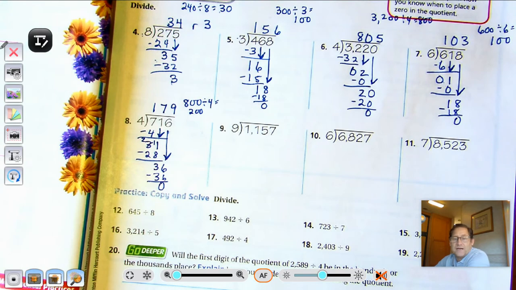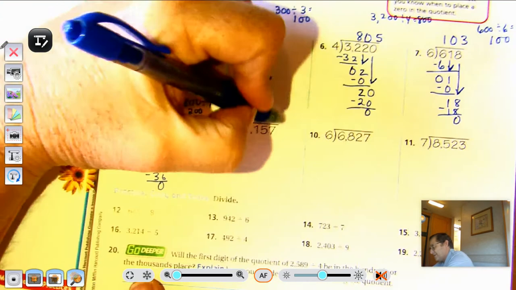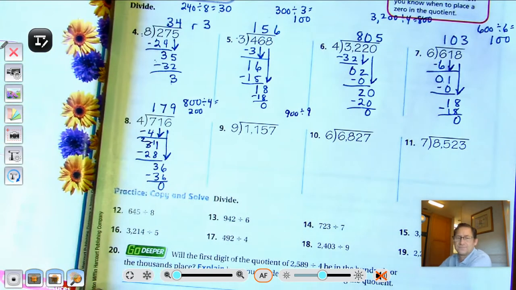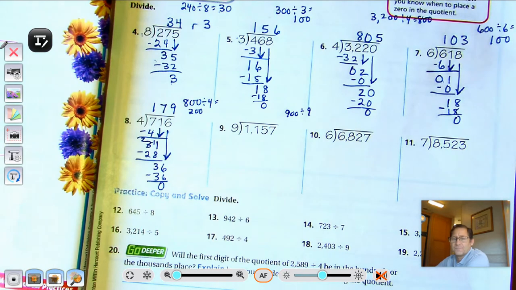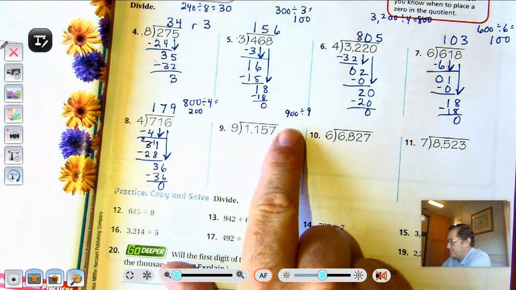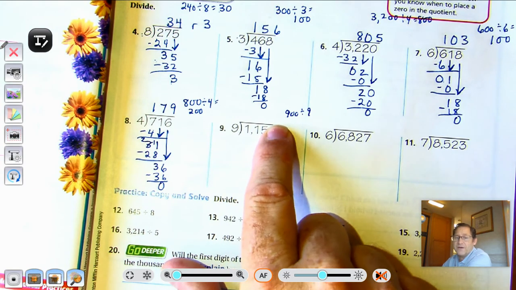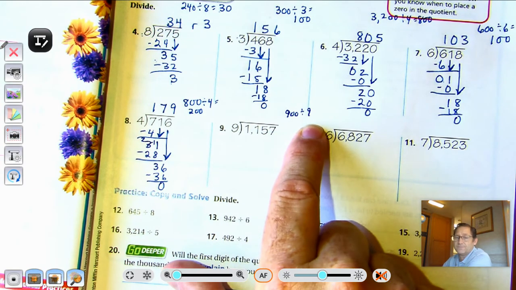All right, 1,157 divided by 9. Well, let's look at our factors of 9. 9, 18. Well, that would be increasing the problem by 700, right? Maybe it'd be better just to make this 900 divided by 9. Again, we're changing the dividend to a number that would be a multiple of the divisor.